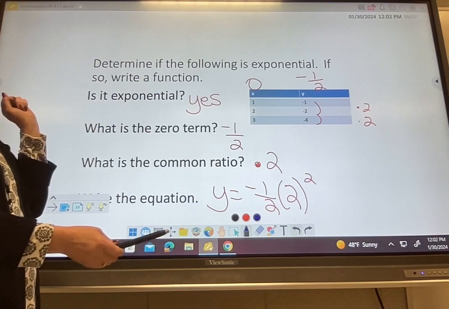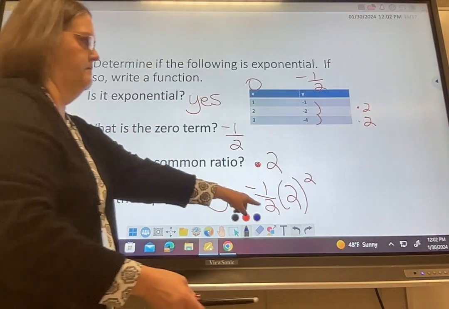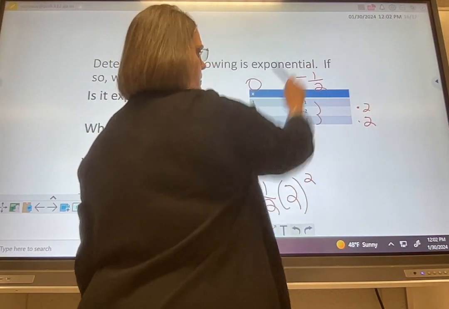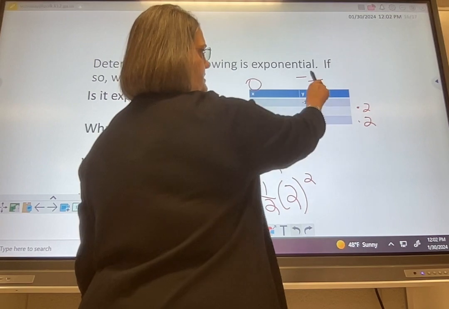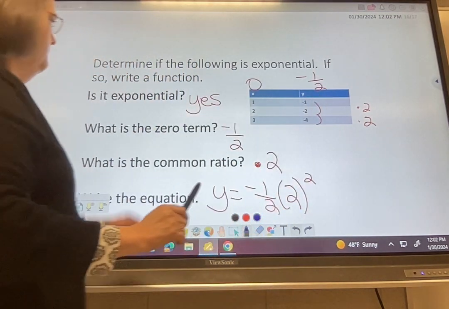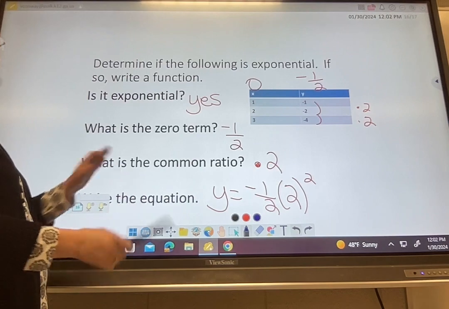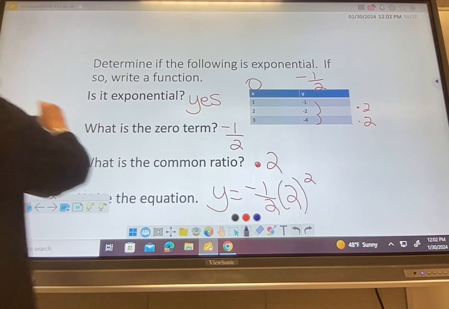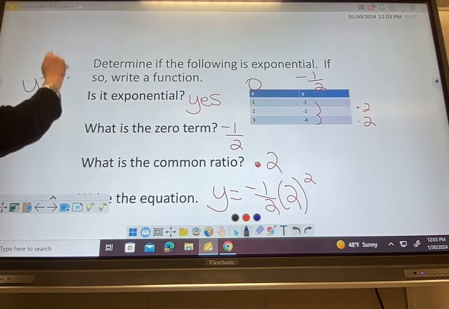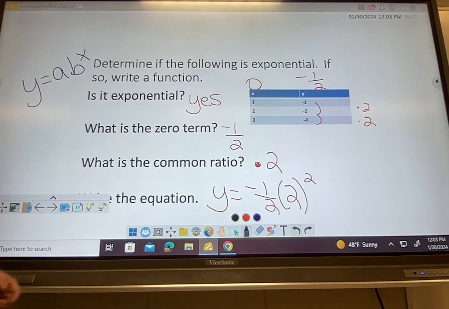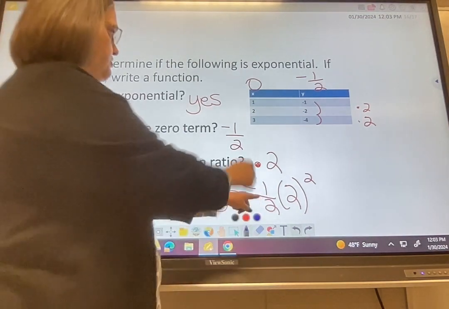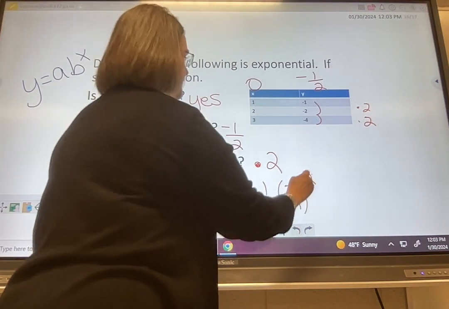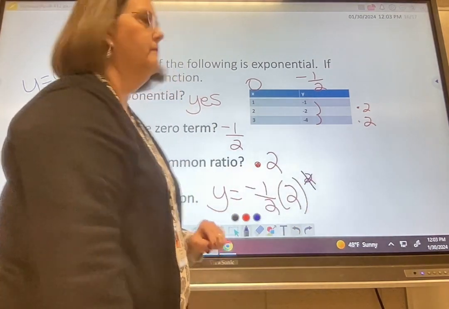All right, so is it exponential? Yes. What's the zero term? We need the zero term to put in the front. So if we multiplied by 2 to come this way, we divide by 2 to go up. So -1 divided by 2 is -1/2. So that is my zero term. My common ratio, that's the number that you multiply by each time. So then you just fill it into the formula of y equals a b to the x. And there we are. Y equals -1/2, that's your zero term, times b, which is my base, to the x power. Don't know why I wrote a 2 there.